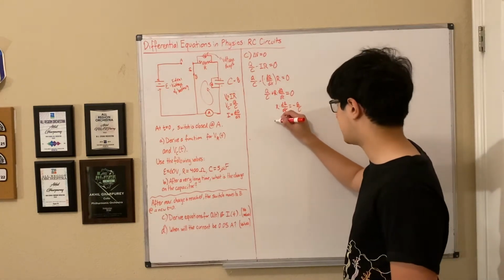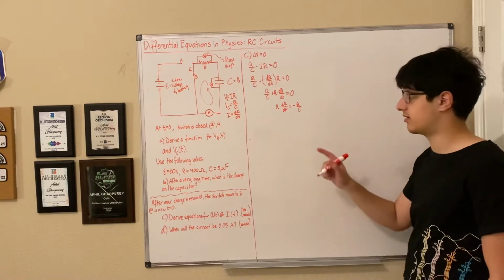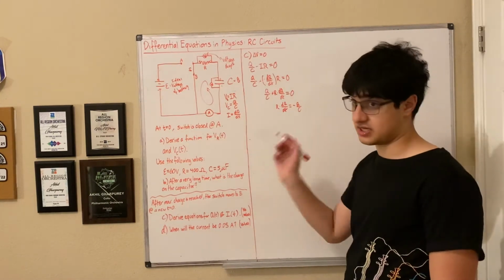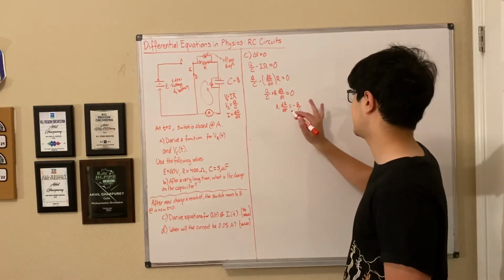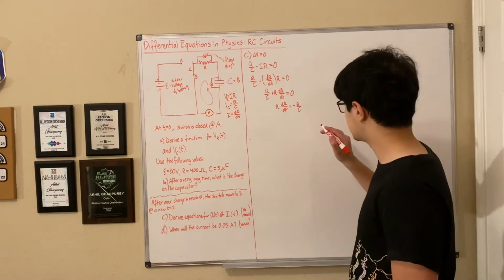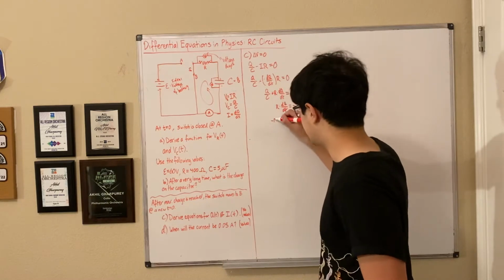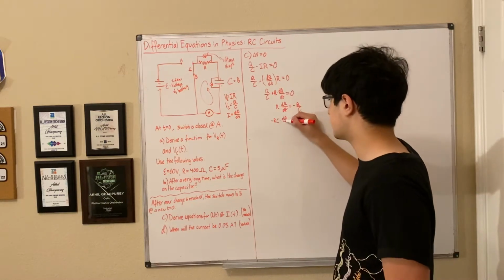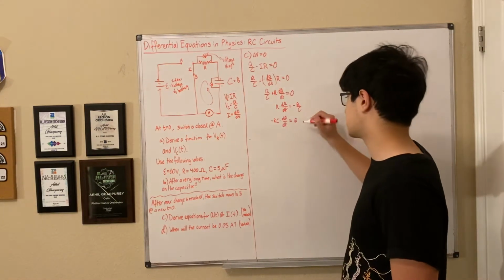We're just going to multiply by negative RC, right? Or sorry, not negative RC, negative C, just to get rid of everything and keep q on its own. So we're going to have negative RC times dq over dt. This is going to be equal to just q.